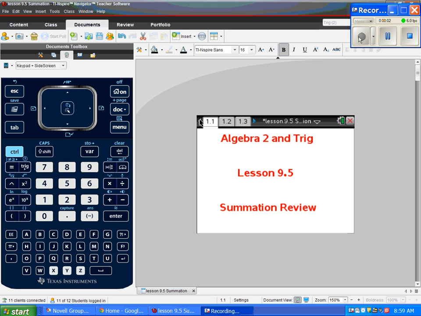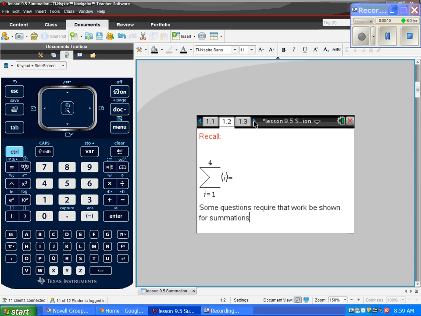Open up 9.5. We're going to do summations again. Now, we already saw summations in the unit with series and sequences, if you remember. So how would I do it if I were given this question, i equals 1 to 4, summation of i? What would I do to solve it right now? How could I just get an answer like that?